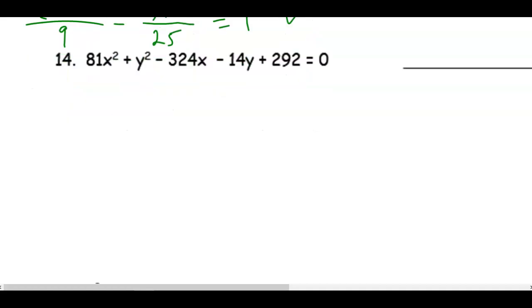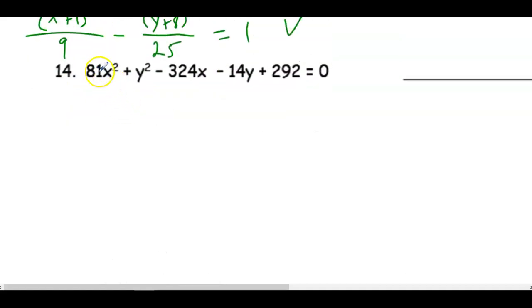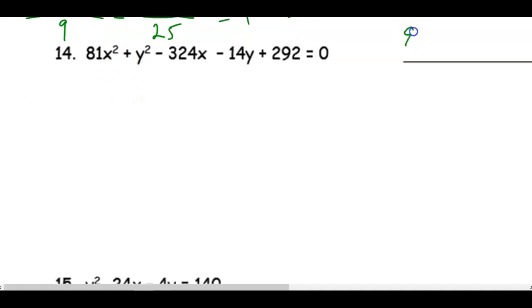Alright, for this next one here, let's see what we got. X squared, y squared, so that tells me it's an ellipse, or a circle, or hyperbola. But because the y is positive, this is going to be an ellipse. Alright, because again, they're both positive.